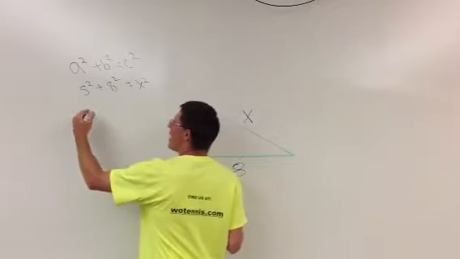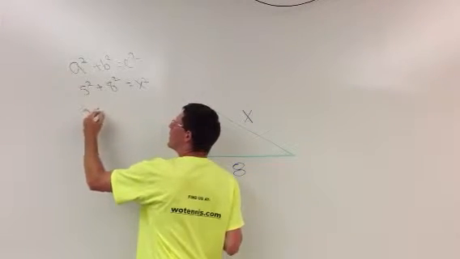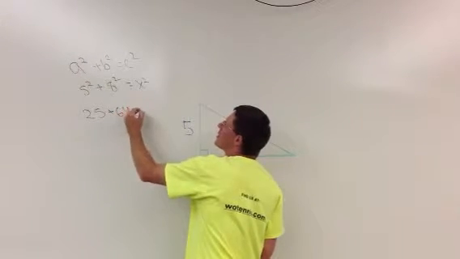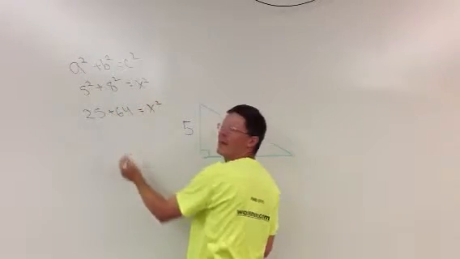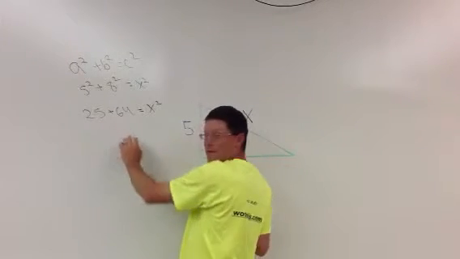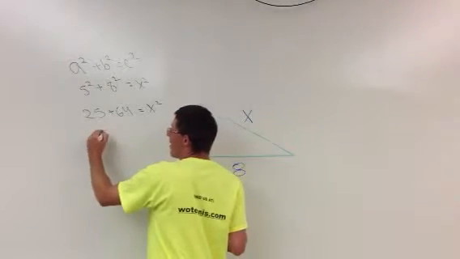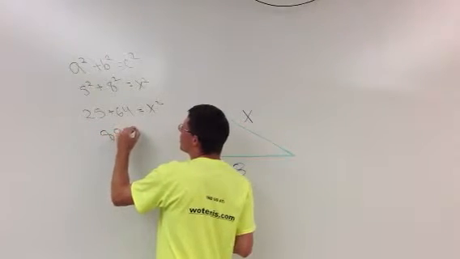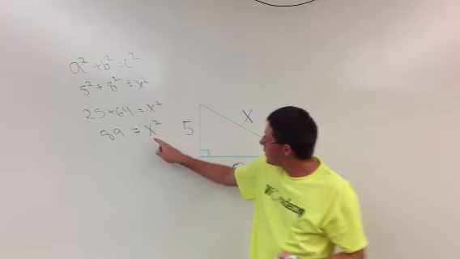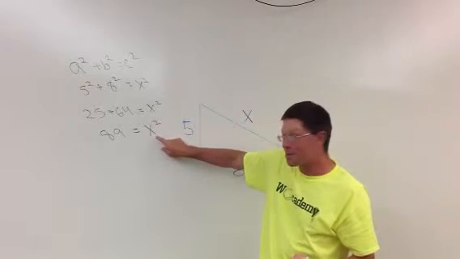5 squared is 25, and 8 squared is 64, which equals x squared. It would be really simple to add those together right now, so we'll just do that. 25 and 64 would be 89, which equals x squared. I do want to point out, though, that we don't have x by itself right now.